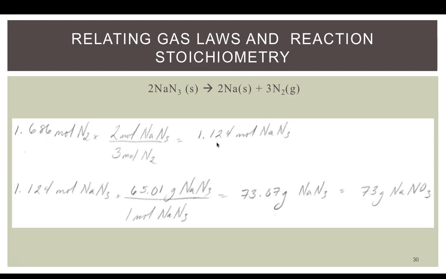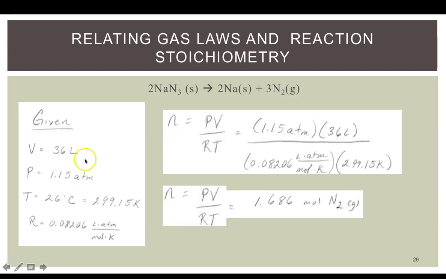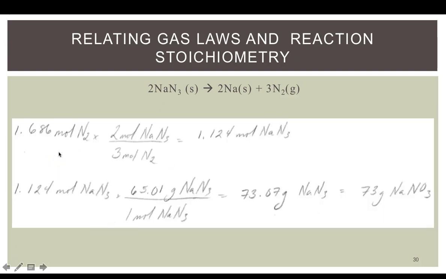Well, it didn't ask me for moles, it asked me for mass, so we need to keep going one more step. 1.124 moles sodium azide. We'll use the molecular mass of sodium azide. It should give us the number of grams of sodium azide we need to start with. Applying significant figures, it's 73 grams of sodium azide. Oops, I wrote sodium nitrate, sorry. That should be NaN3, not NaNO3. The reason it's two significant figures comes from the volume being only 36.